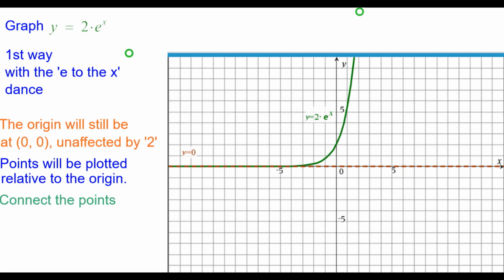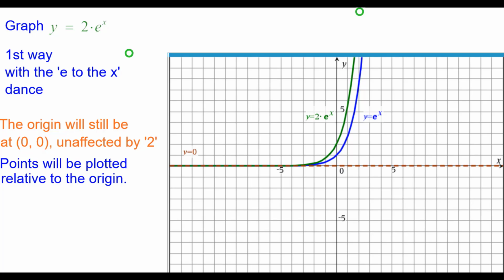Connecting the points and comparing that to the parent function for every value of x, you can see that from blue to green, the y values are doubled. Again, from blue to green, the y values are doubled on all points. That's what the 2 coefficient does here.